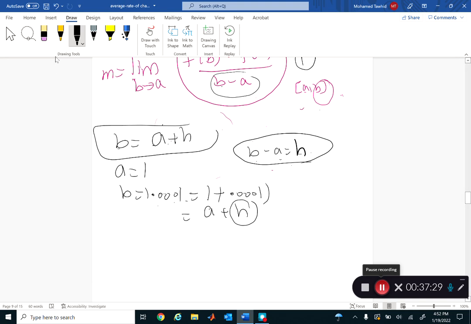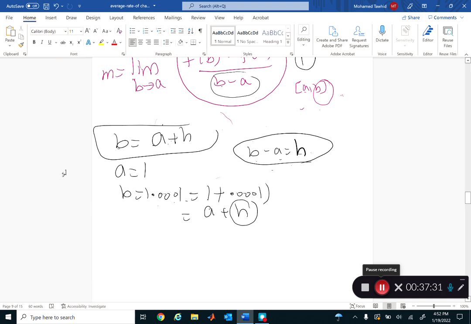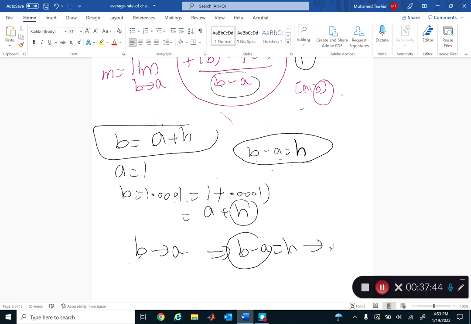So now, what is the formula here? Let me ask you, when b is very close to a, can you tell me what b minus a is? That is your h, close to what? When I take b close to a, b almost a, your h will be close to 0. Does that make sense? Your h is close to 0.